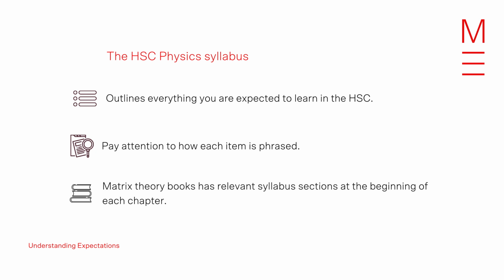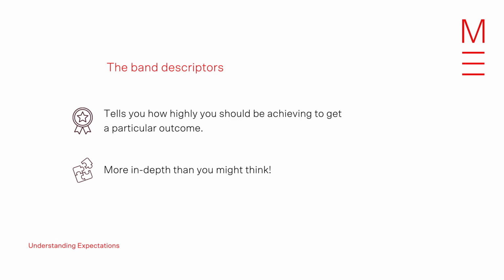Do you simply need to know Planck's energy quantization? Or do you need to know how it fits within the broader narrative of physics research? Remember, the HSC examiners are going to be consulting the exact same document as you. You should read into every single detail. It's your guide to what they're going to be testing you on. The band descriptors, on the other hand, tell you how highly you should be achieving to get a particular outcome. They show you what you need to do to achieve these specific goals.